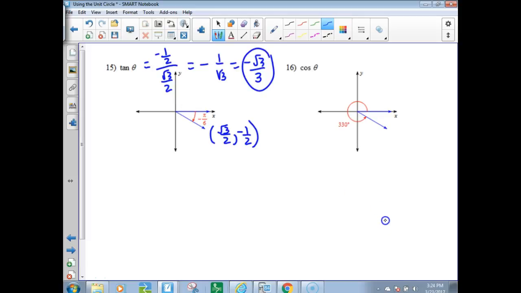Oh dear. Okay, now we already did 330. Isn't that where we are right now? Right, yeah. So what's the cosine? Square root of 3 over 2, positive. Yep.